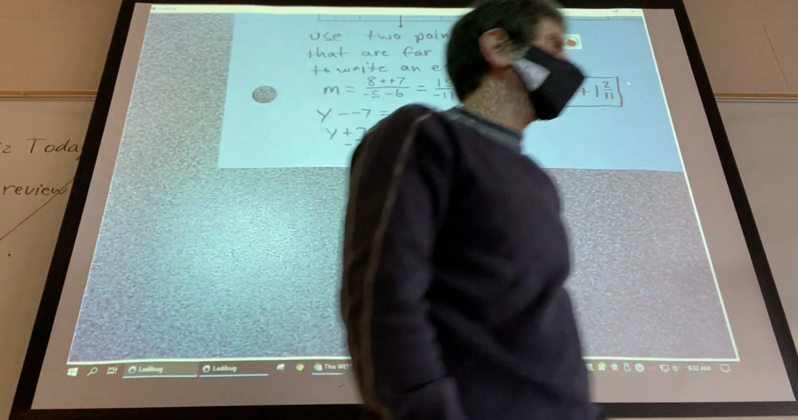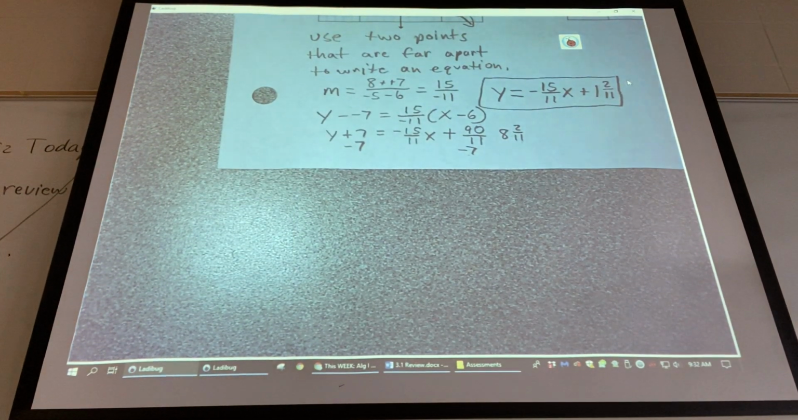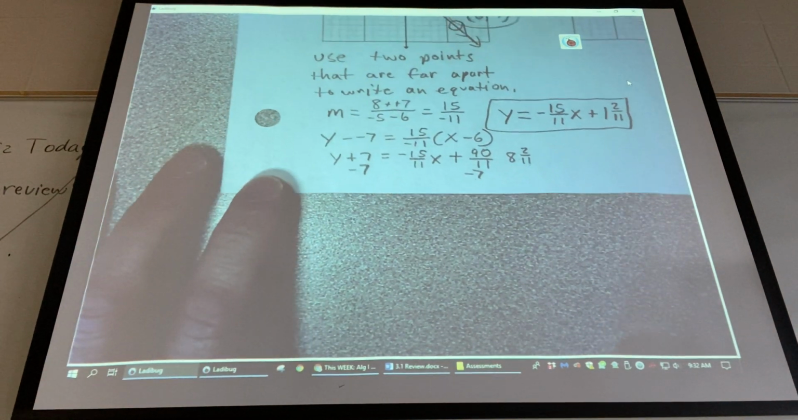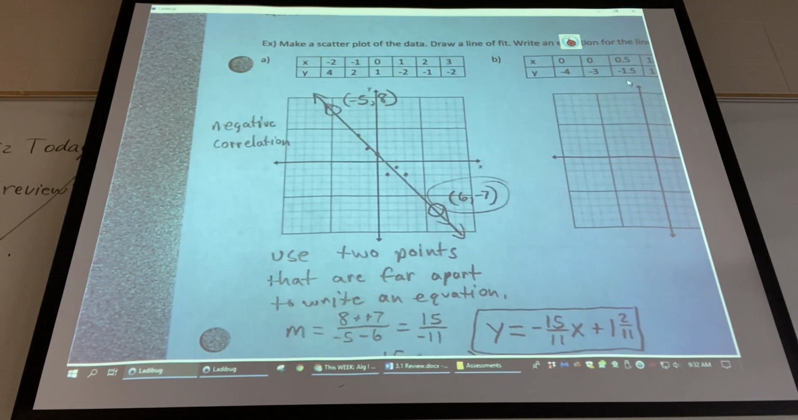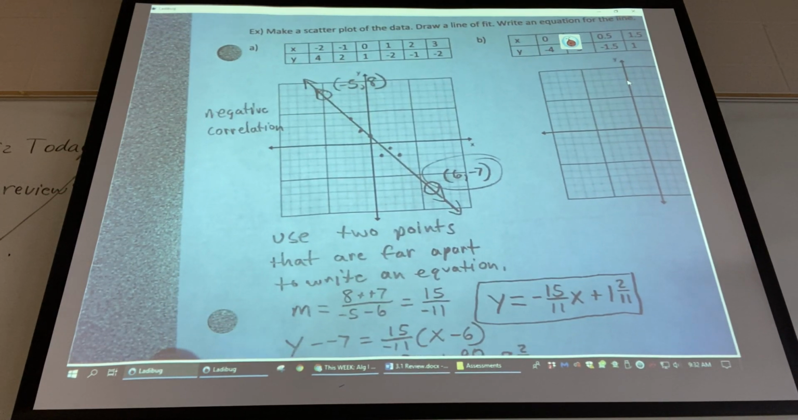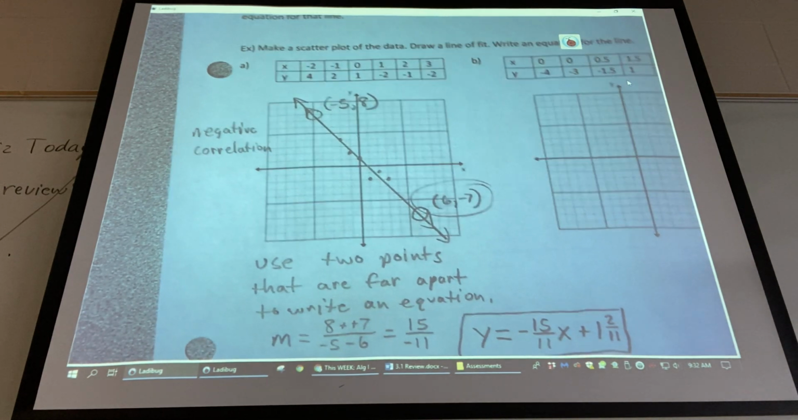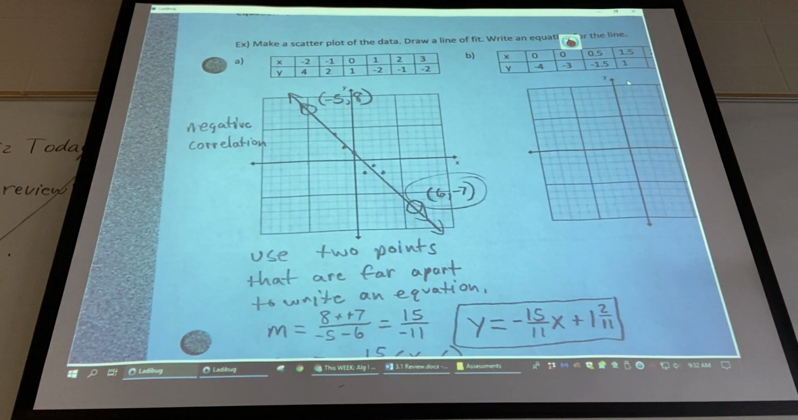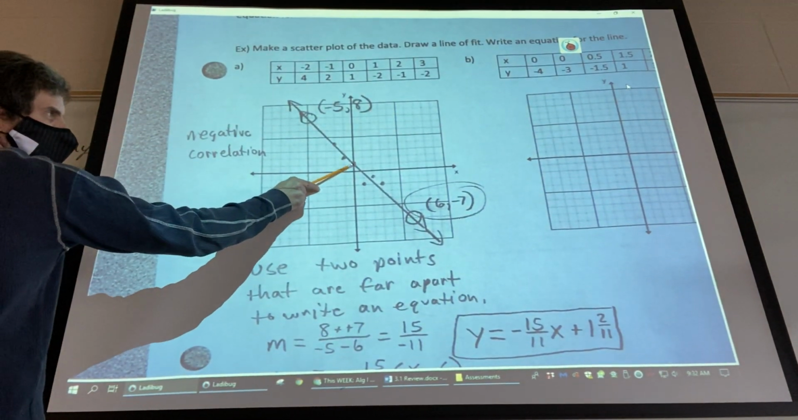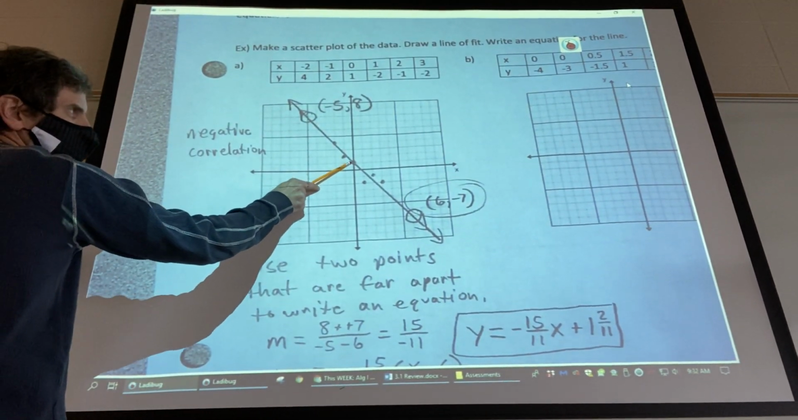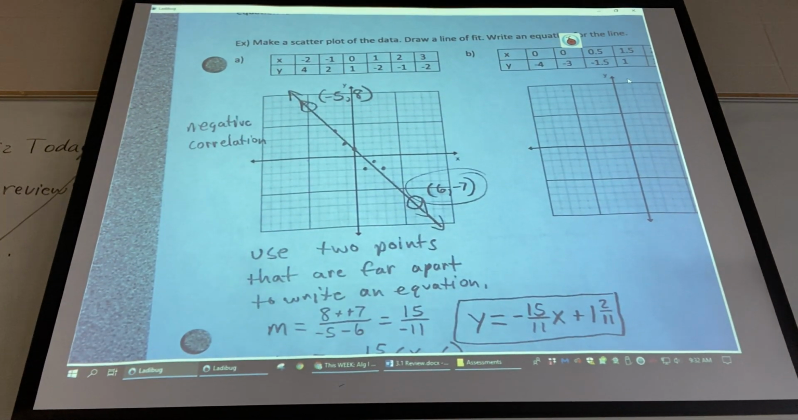Let's double check and make sure that our y-intercept makes sense, given the graph. Y is 0. Say what now? My y-intercept is 0. Your y-intercept was 0? Yeah. That's pretty cool. 1 and 2/11 is reasonable. I mean, it looks like it's more at 1, but 2/11 would be a little bit above that. I think that's pretty reasonable. I think it's pretty good.